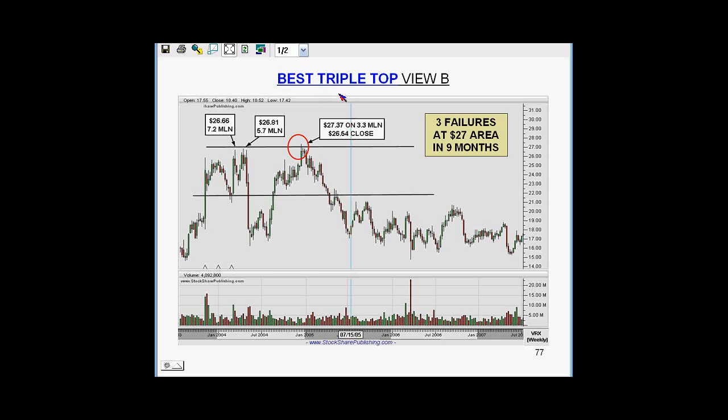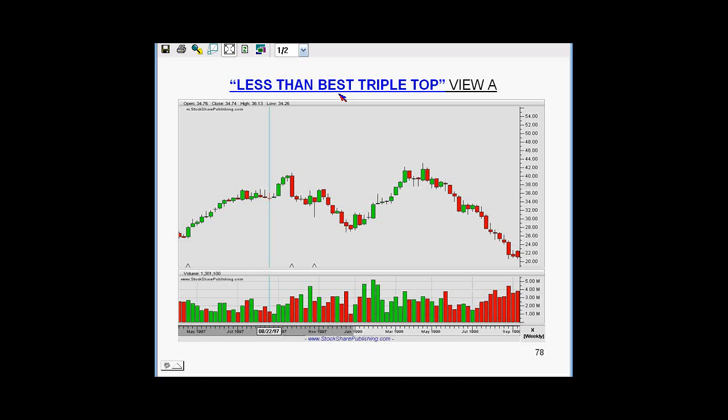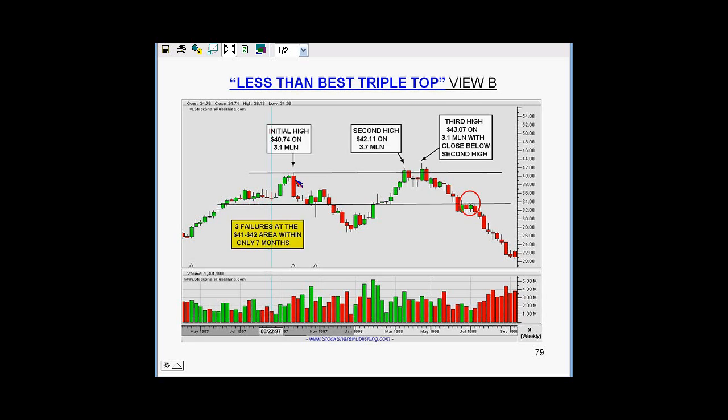This is a less than best triple top. Okay, and obviously I'm talking about this point, and this point. And why do I say it's less than best? Well, here you had an initial high of 4074 on 3.1 million. The second one, you had a second high of 4211, a higher high on 3.7. So see, this second high, you had higher volume, all right? But you didn't get all the way to the 4074 high.